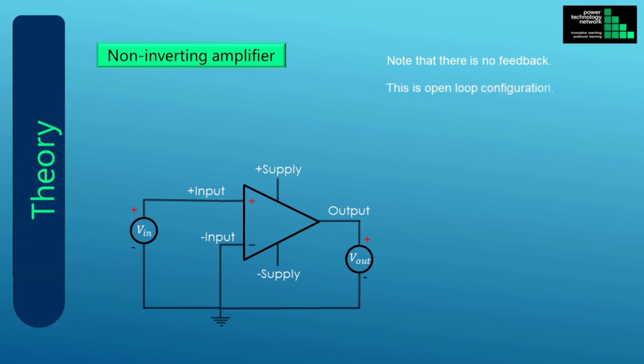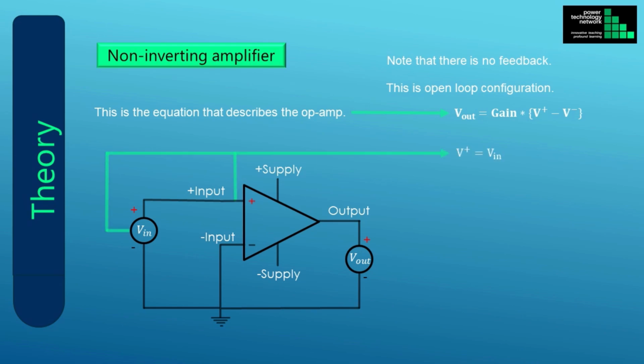Note that there is again no feedback. This is again an open-loop op-amp configuration. The equation that describes the output voltage is the same as before. The output voltage is given by the difference between the two input voltages, multiplied by the open-loop gain of the operational amplifier.